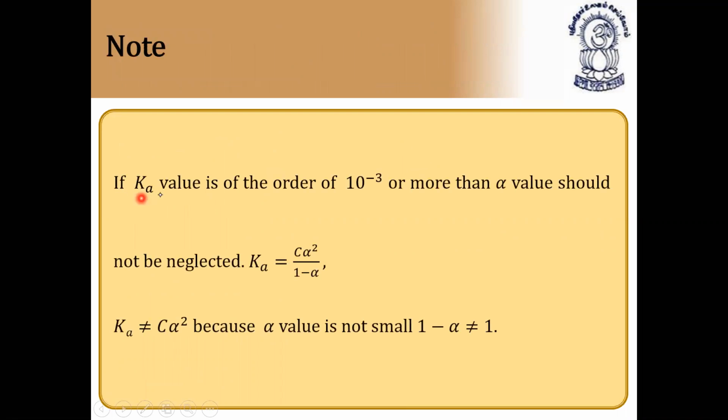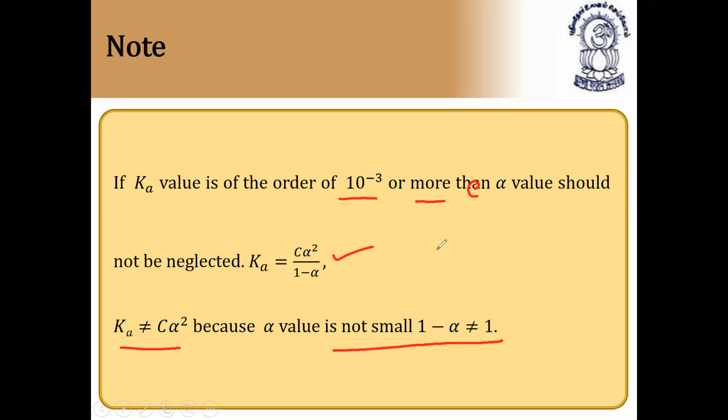Next, if the Ka value is of the order of 10 to the power of minus 3 or more, then the alpha value should not be neglected. So then Ka is equal to C alpha square by 1 minus alpha. Then Ka is not equal to C alpha square because the alpha value is not small, that is, 1 minus alpha is not equal to 1.